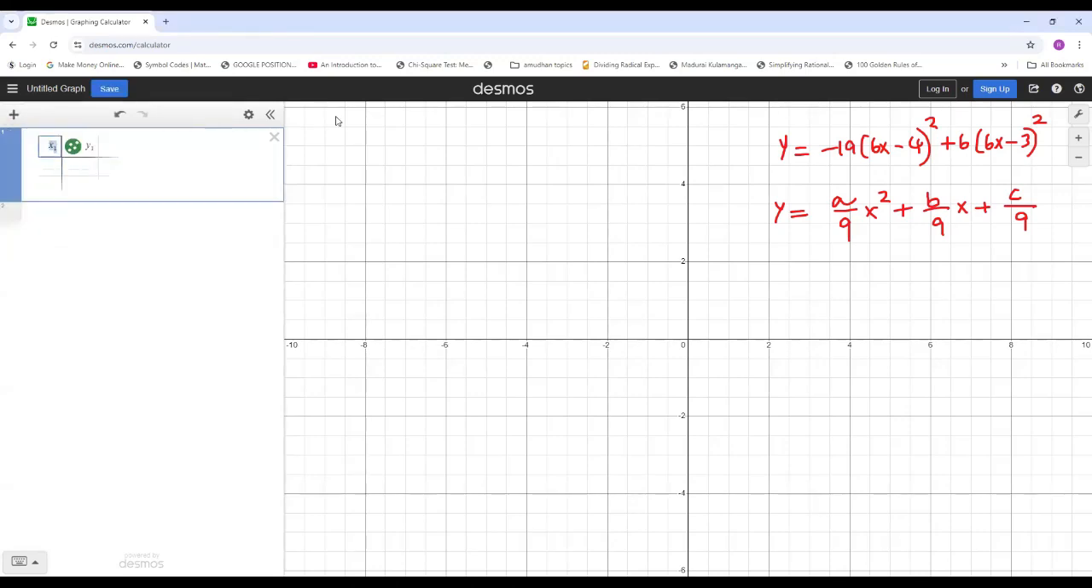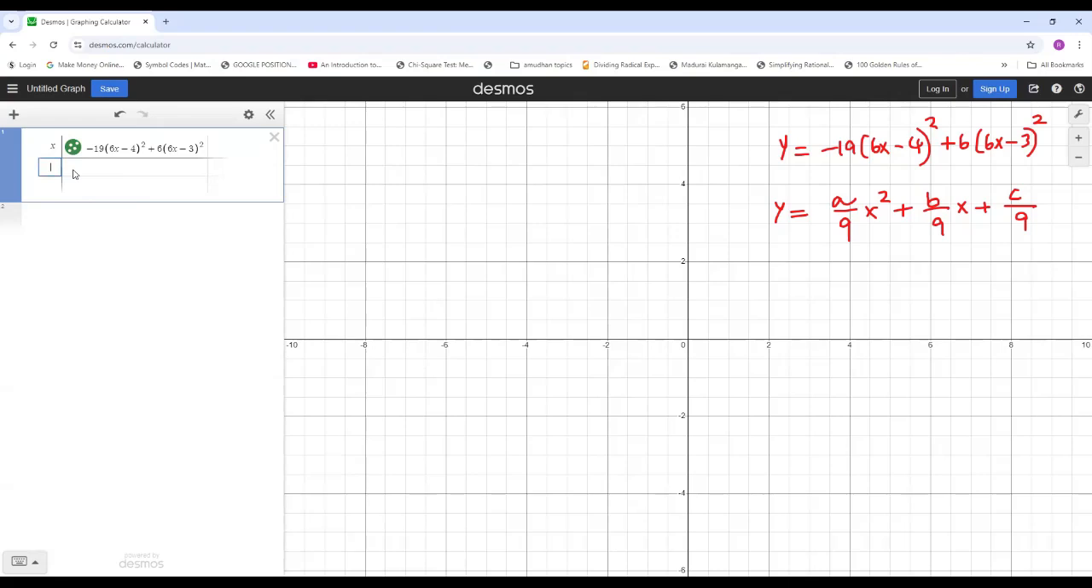Then we have x1 over here. Instead of x1, simply delete it and type x. And instead of y1, we have to type the expression equivalent to y in the first expression, that is negative 9 times (6x minus 4) the whole square, plus 6 times (6x minus 3) the whole square.